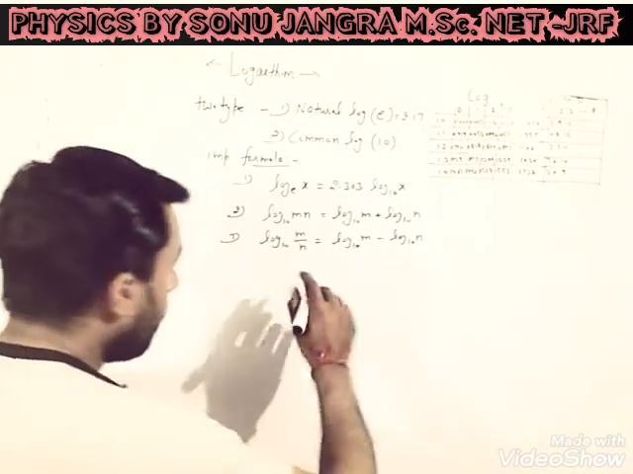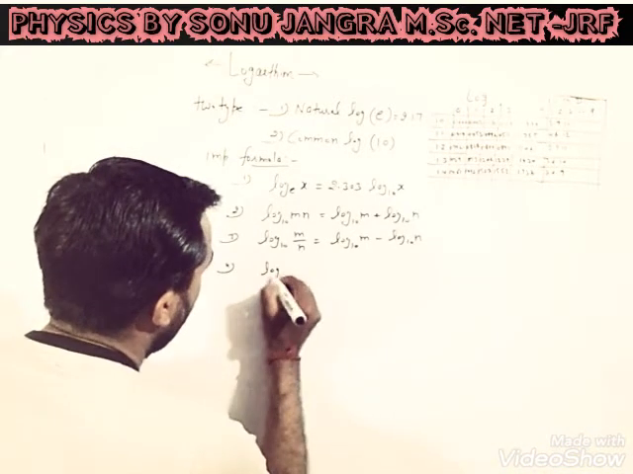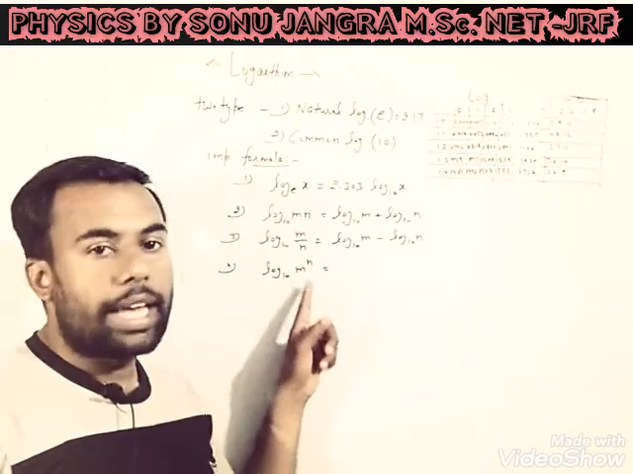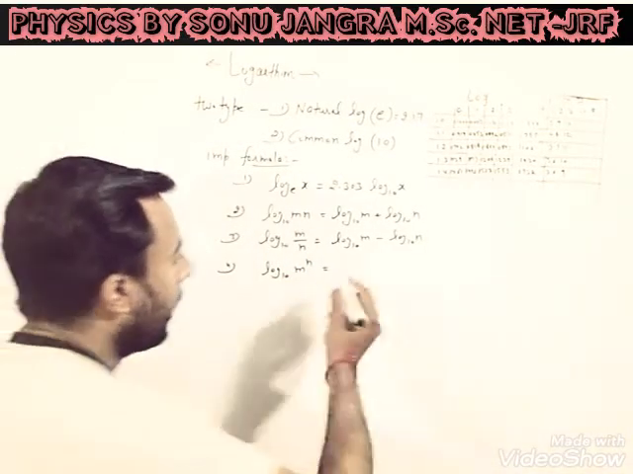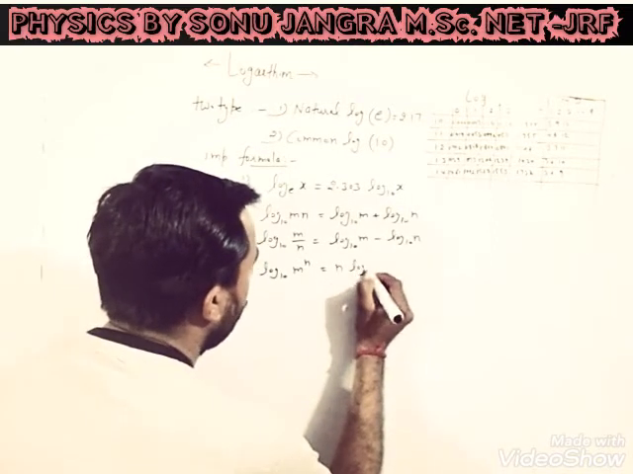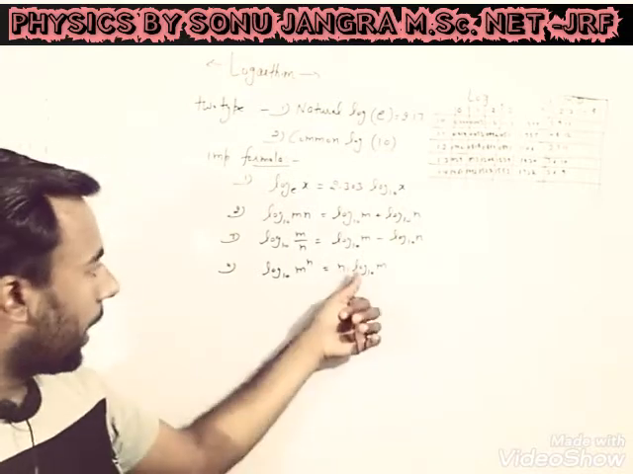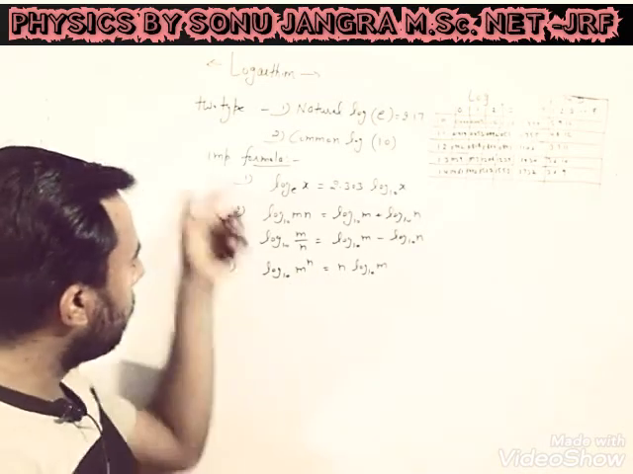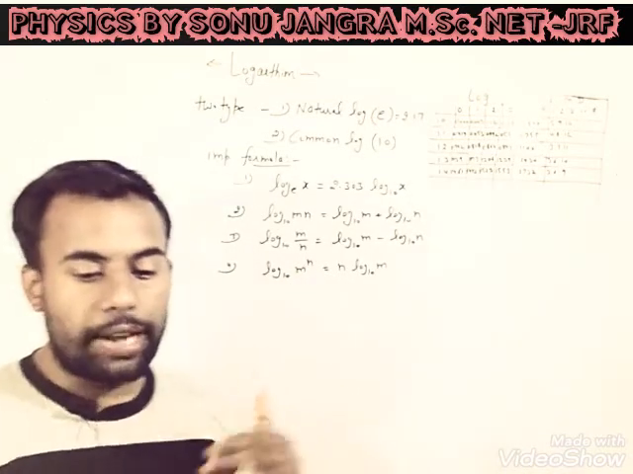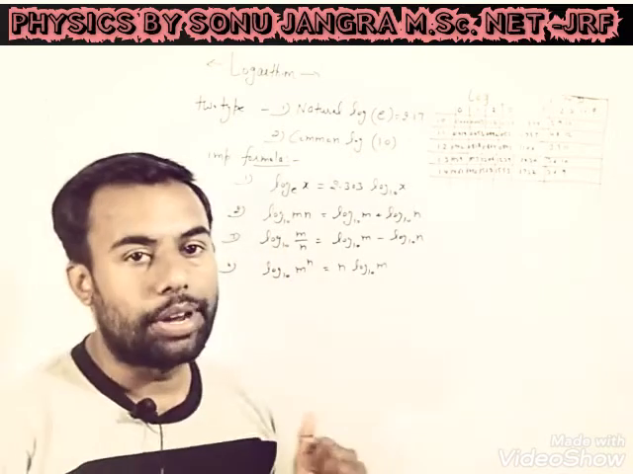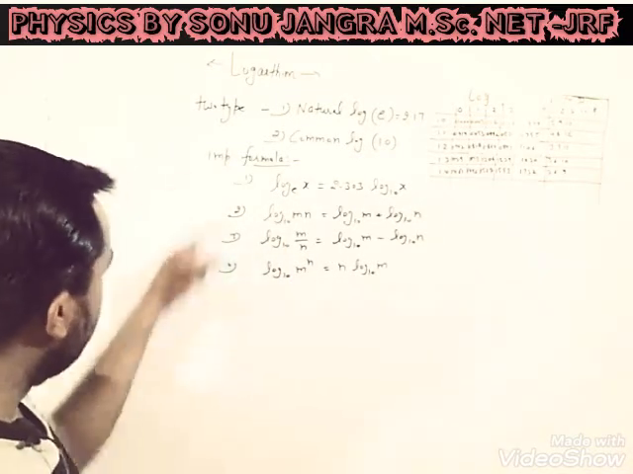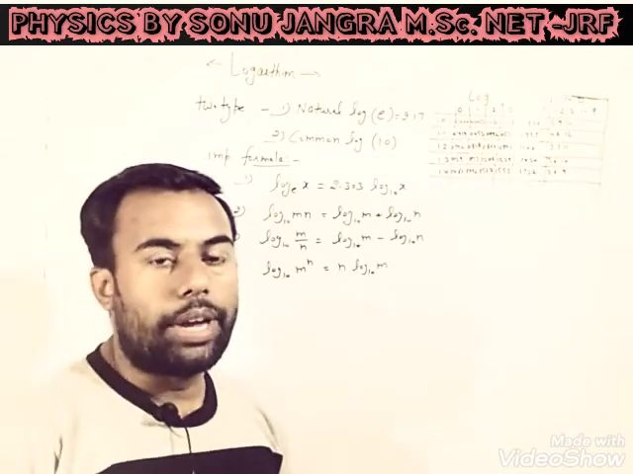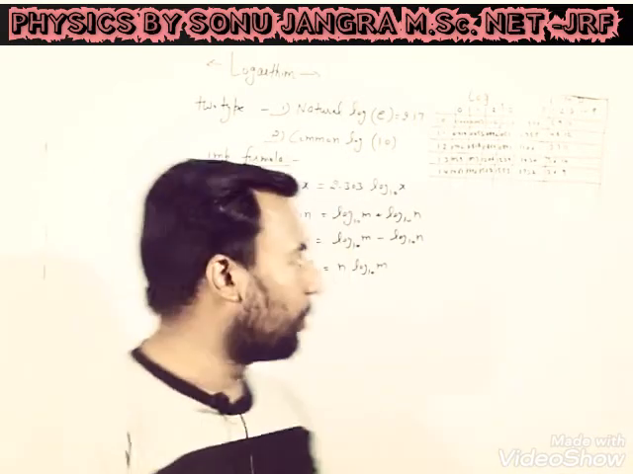And number 4 is log of 10 of m raised to power n. If there is an exponent or some power, then it is written as n log of 10 into m. The power is taken to the front, and after that log 10 m. This is also a very important formula. So these are the 4 important formulas used to find log values. I hope you got these 4 formulas, very important results. And now we are going to discuss how to find the log values.